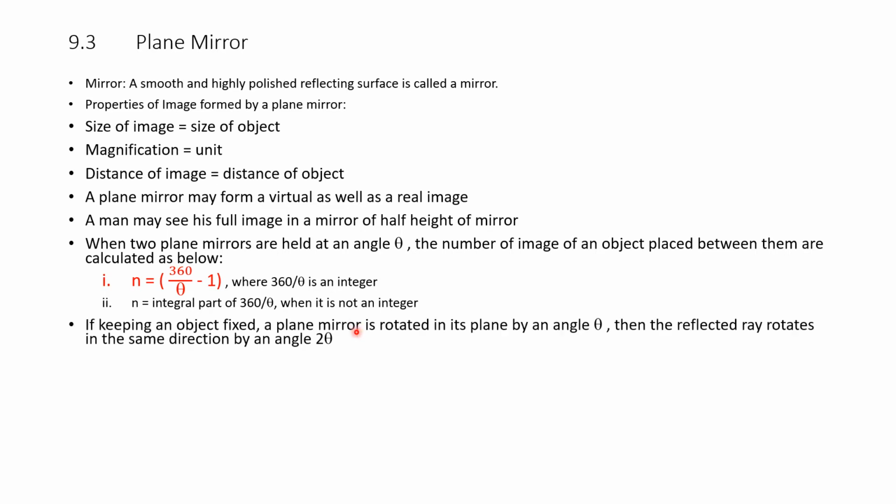If, keeping an object fixed, a plane mirror is rotated in its plane by an angle theta, then the reflected ray rotates in the same direction by an angle 2 theta. That means, if you rotate a mirror by an angle theta, the reflected ray rotates in the same direction by an angle 2 theta.